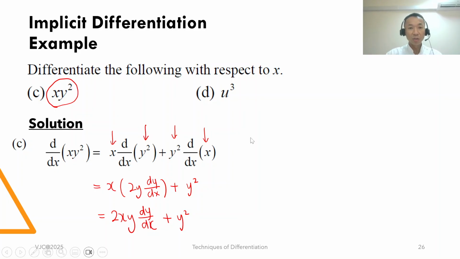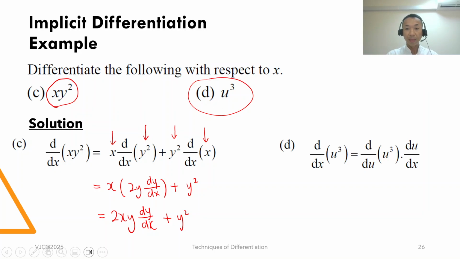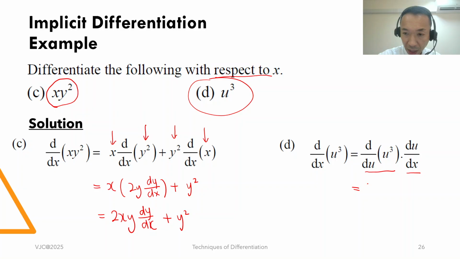So C is probably the more difficult one of the two. Let's take a look at D. Again, whether it's y or what, you differentiate with respect to x. The question asks us to differentiate with respect to x. I will differentiate this with respect to u times du dx. So basically, you will get 3u squared du dx. So it can be u, it can be y. The principle remains the same.